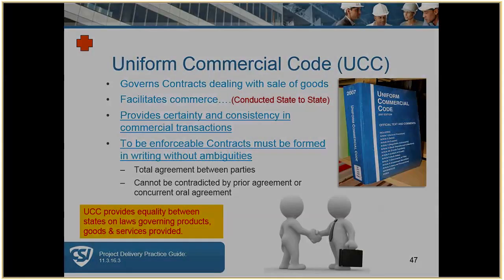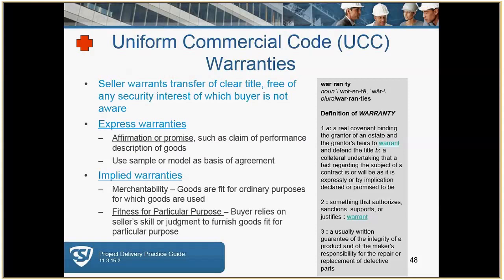Now, in warranties, there are really 2 types of warranties. There's the express warranty, and then there's the implied warranty. And as it says on screen, the express warranty is an affirmation or promise, such as the claim of performance. Implied warranties, you'll see this very often if you go to a store and buy a product, and it has this little slip there. It talks about warranties, that they will not warrant for fitness for particular use or for merchantability.